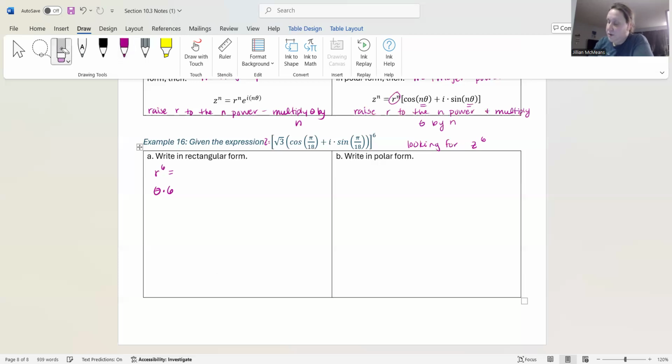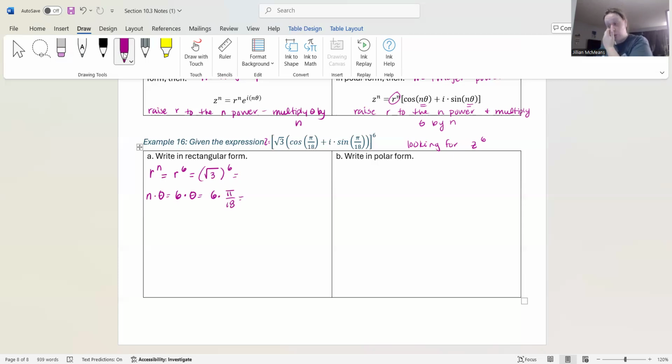So let me rewrite that a little bit better. What we want to do is find r to the n, so that is going to be r to the sixth, which is the square root of 3 to the sixth power. We'll do a little work on that in just a minute. Then we want to find n times theta, which is really just 6 times theta, which is 6 times pi over 18. We'll do a little bit of work on that.